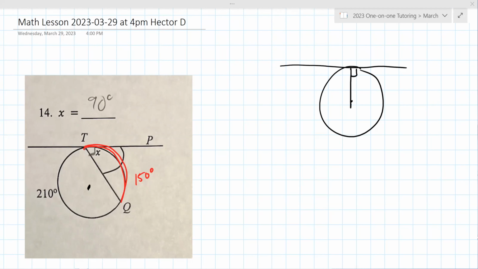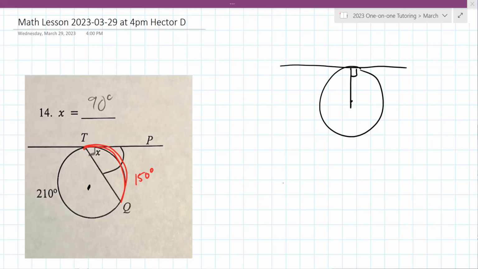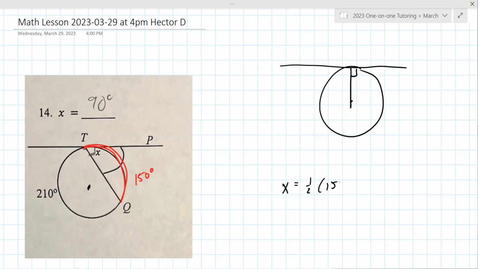All right, so it is half of that. So this x is one half of 150. I just double checked that there. So X is going to be 75. Cool. And then 15. Okay, 15 here.